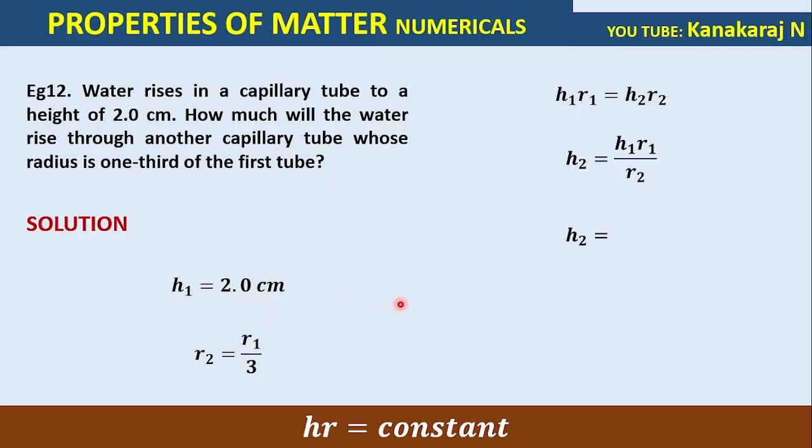So we get h2 equals, in the place of h1, we write 2 centimeter. In the place of r1, let it be r1. In the place of r2, let us write 1 upon 3 times r1. r1 is getting cancelled. So we get h2 equals 3 times h1. The h1 is 2 centimeter. So 3 multiplied by 2, we get 6 centimeter.